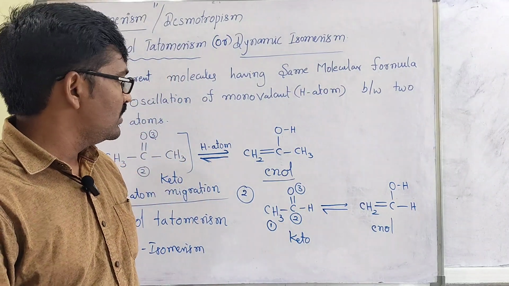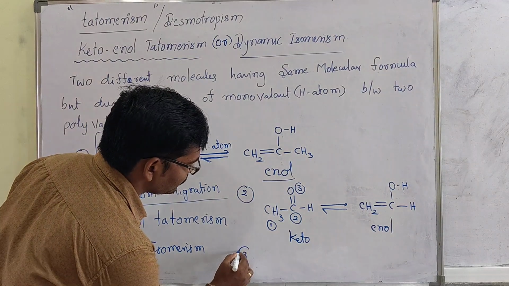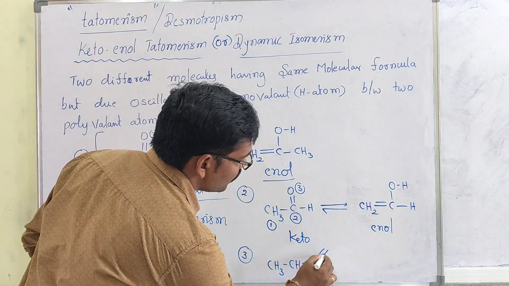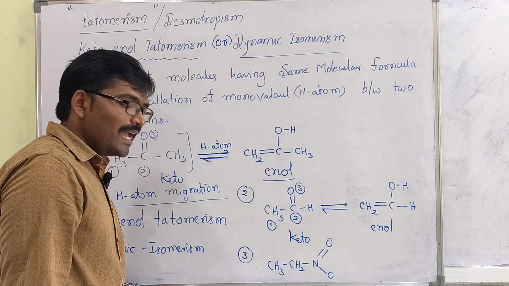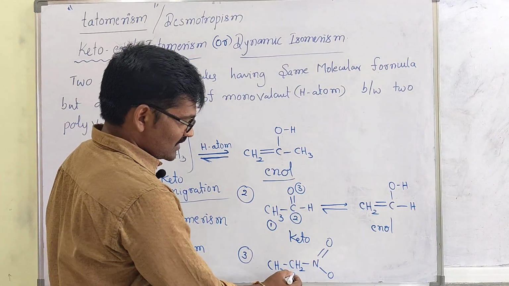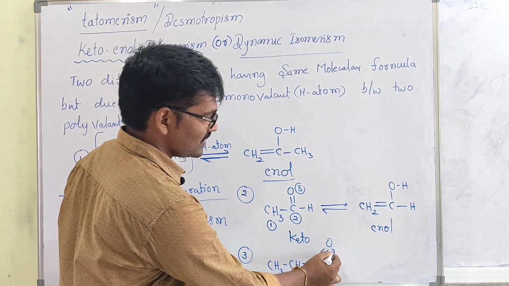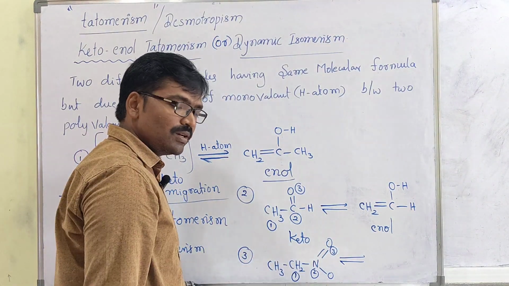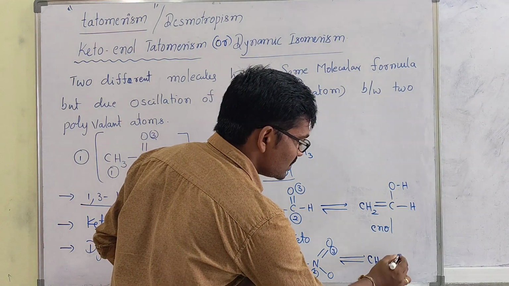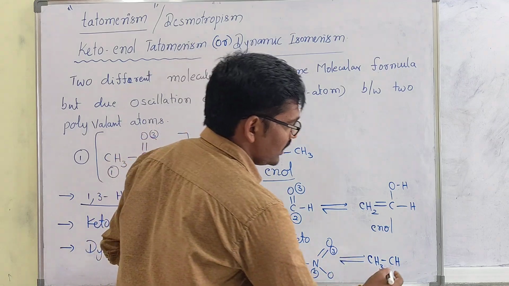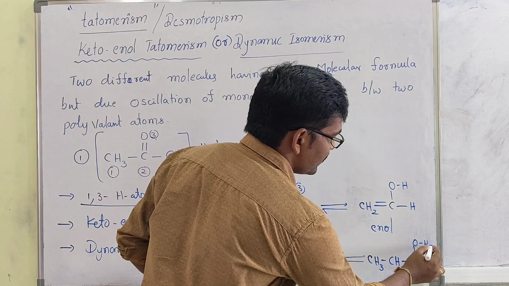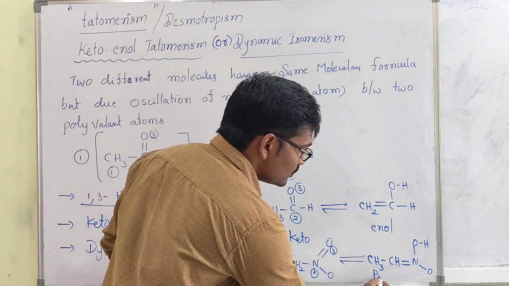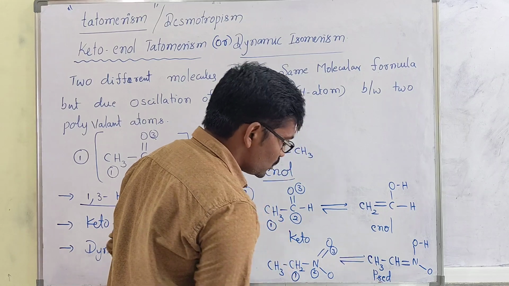Then look at one more example: CH3, bond, CH2, bond, N double bond O, bond O. This is the nitro group, nitroethane. Assume positions 1, 2, 3. A hydrogen atom can migrate from the first position to the third position. So we write CH3, bond, C, H, one of the hydrogen atoms is transferred, then bond N, bond OH, then bond O, and the double bond is shifted from here to there. This is called pseudo nitro.